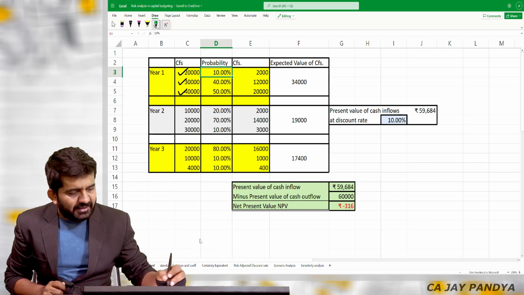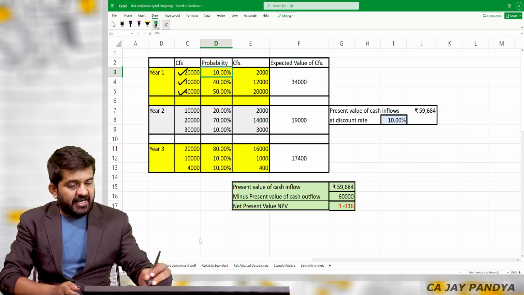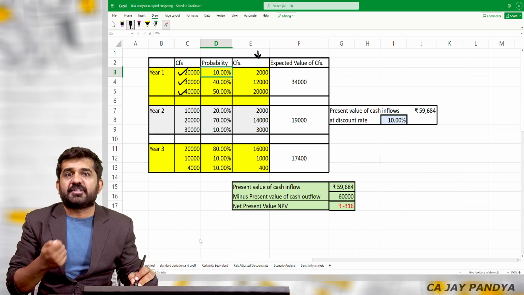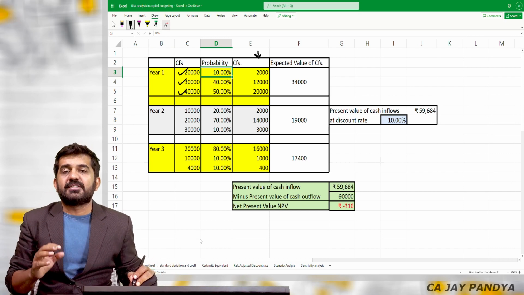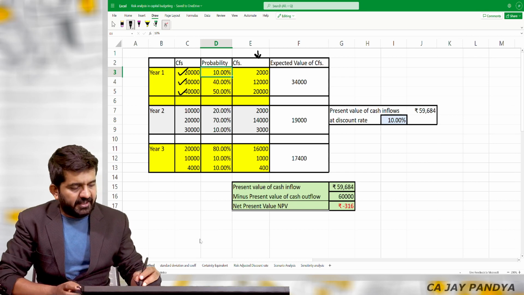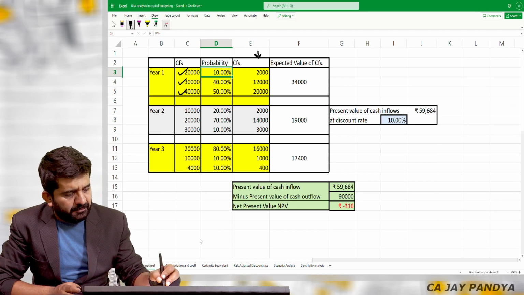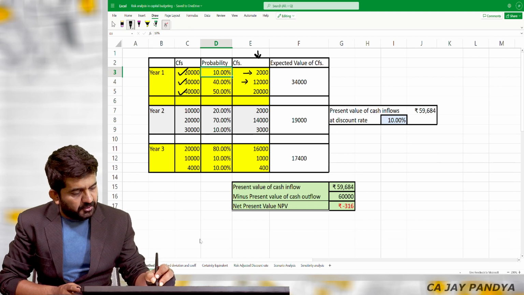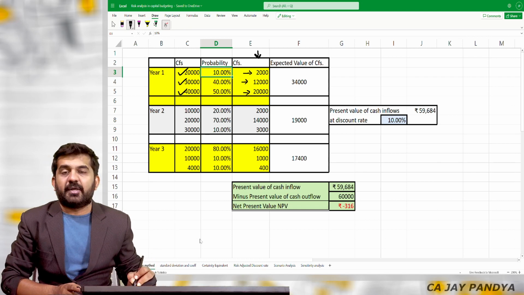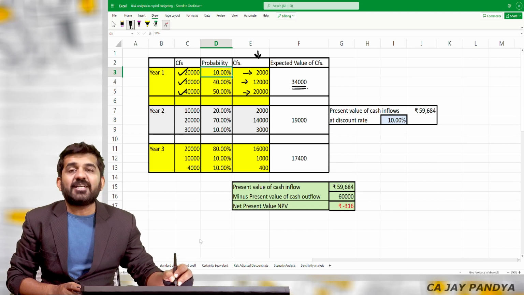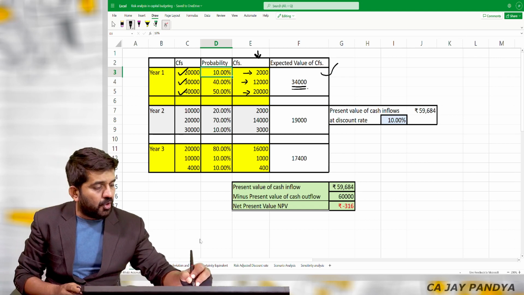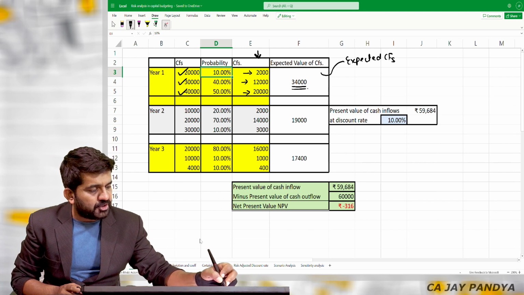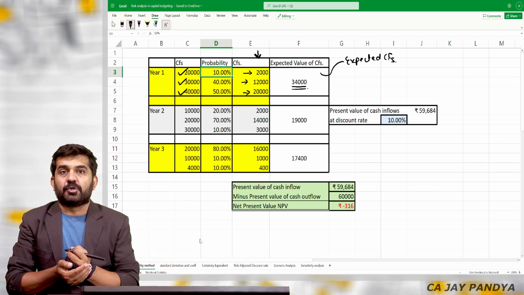This is nothing but expected cash flow. How have I found out expected cash flow? Now this is the concept of statistics. Expected value is nothing but value multiplied by probability. So I have done 20,000 into 10%, I got the answer of 2,000. I did 30,000 into 40%, 12,000, and 40,000 into 50%, 20,000. So what is the expected cash flow of year 1?